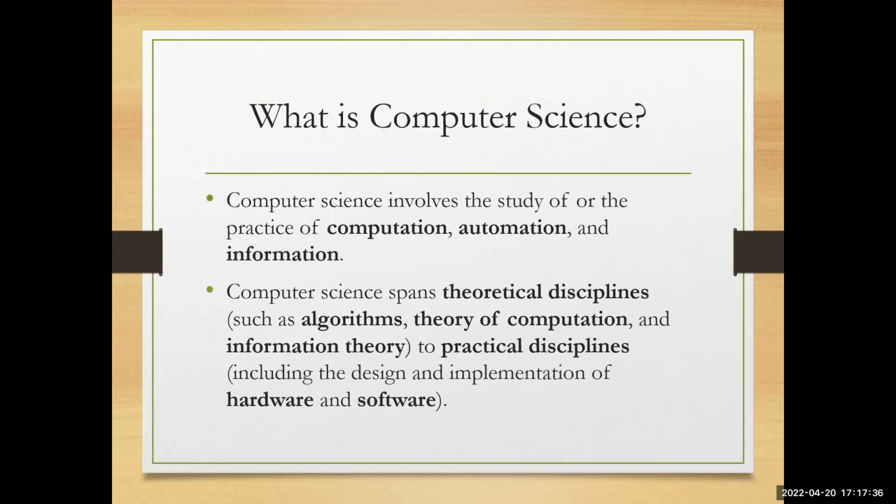So what is computer science? Here is the definition from Wikipedia. So computer science involves the study of or the practice of computation, automation, and information. Since these concepts may be quite abstract to you, I'd like to provide some explanations or descriptions about them.